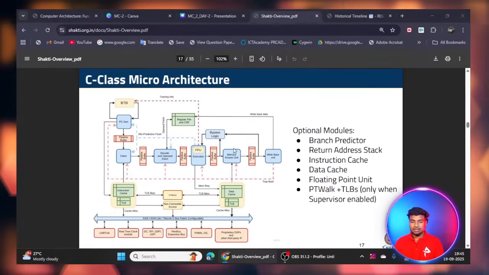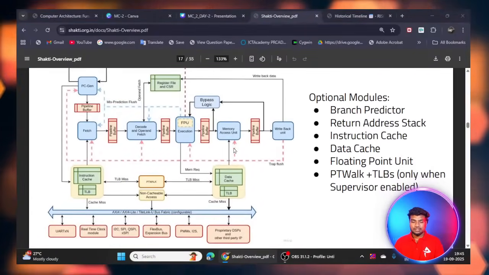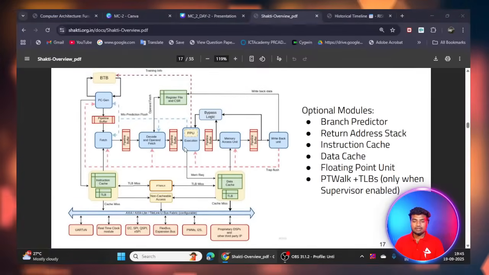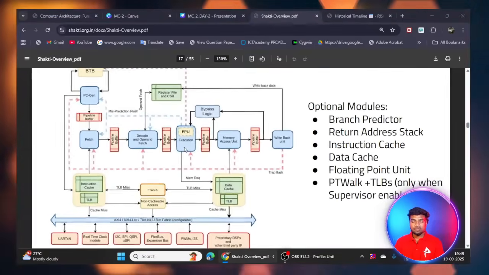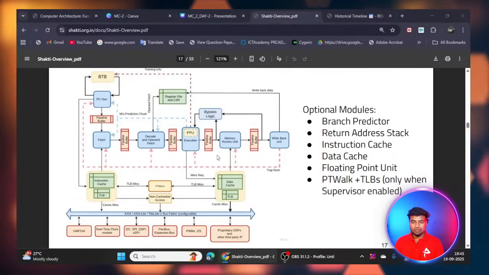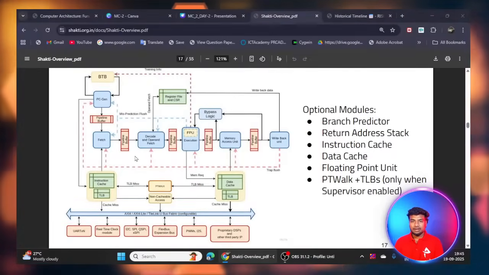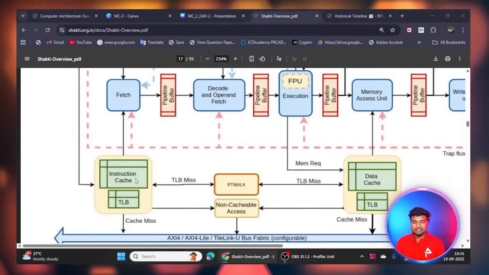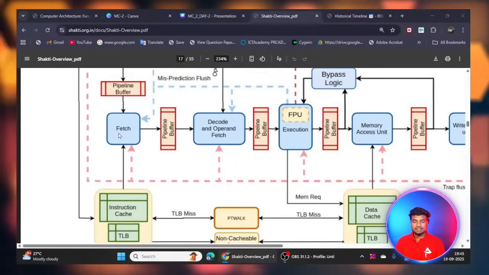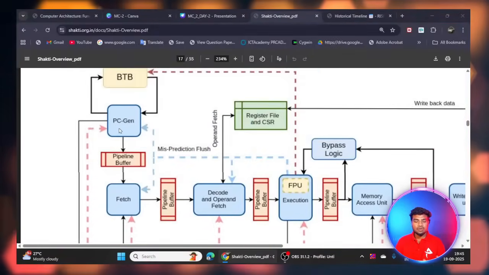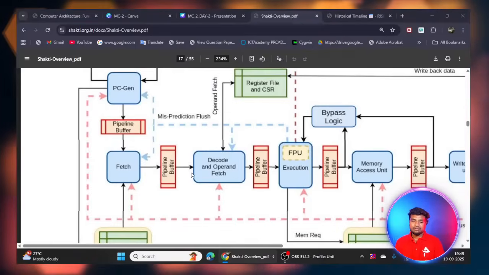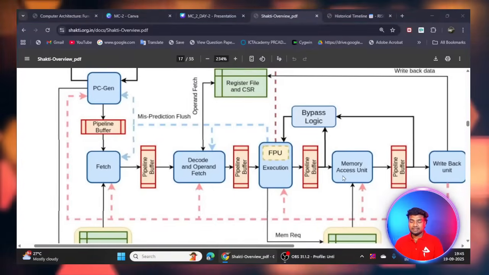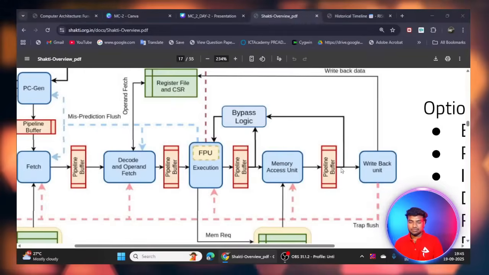I will show you the architecture. This is the microarchitecture for their processor, their chip. Their CPU looks like this only. Inside the chip, they follow this processor. You can see here the instruction cache, fetch, PC meaning program counter, then pipeline buffer, then decode and operand fetch, then execution, memory access, and then the write back unit.